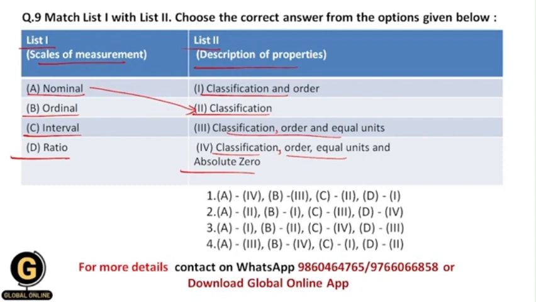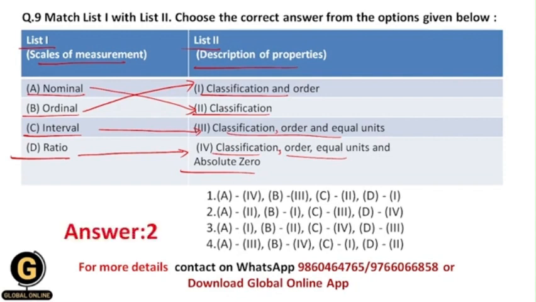Ordinal scale includes both classification and order, that's why ordinal will go for classification and order both. Interval scale includes classification, order and equal units, that's why it will go for this. Ratio scale includes classification, order, equal units and absolute zero, that's why option D matches with 4. That's why your correct answer should be 2, because A is matching with 2, B is matching with 1, C is matching with 3 and D is matching with 4, right?